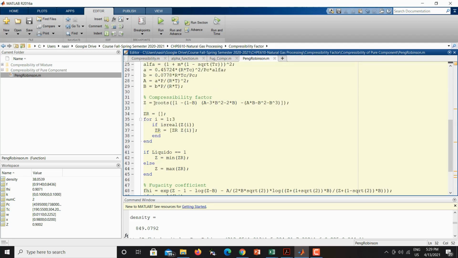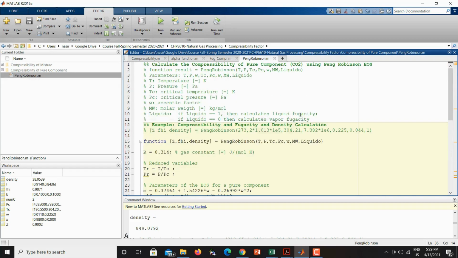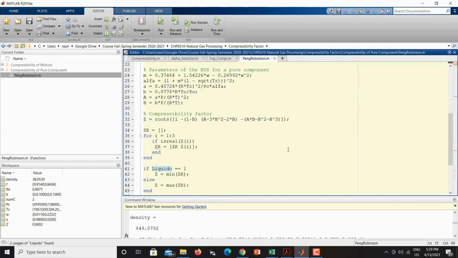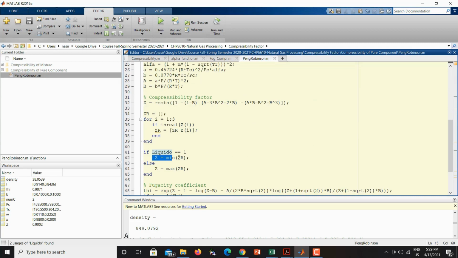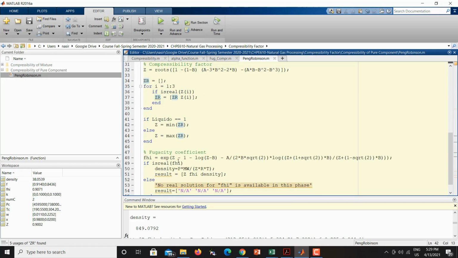First, the compressibility is given in terms of both real and complex numbers, but we need only the real numbers, not the complex ones. So first we need to convert all of them into real numbers. This is the command used to convert them into real numbers. As I told you before, if liquid is equal to 1, it will calculate the liquid compressibility. If this one is 0, then it will calculate the gas compressibility.